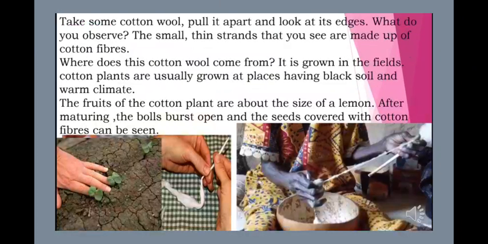Then you have to take some cotton wool, pull it apart, and look at its edges. You can observe that the small thin strands that you are seeing are made up of cotton fibers. Where does this cotton wool come from? It is grown in the fields.